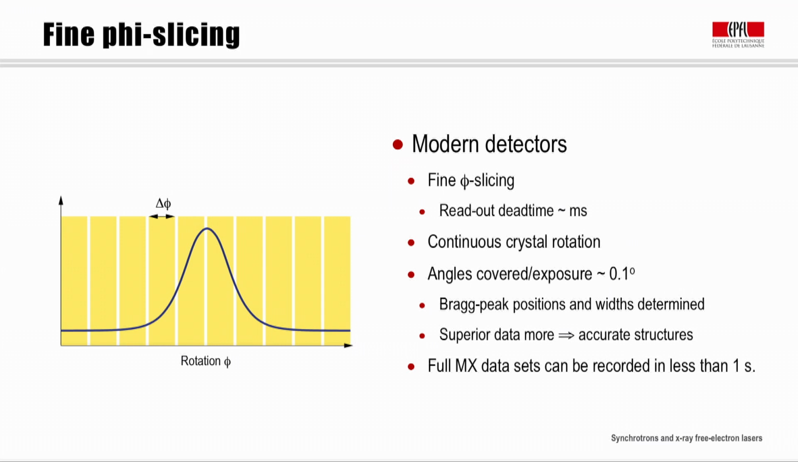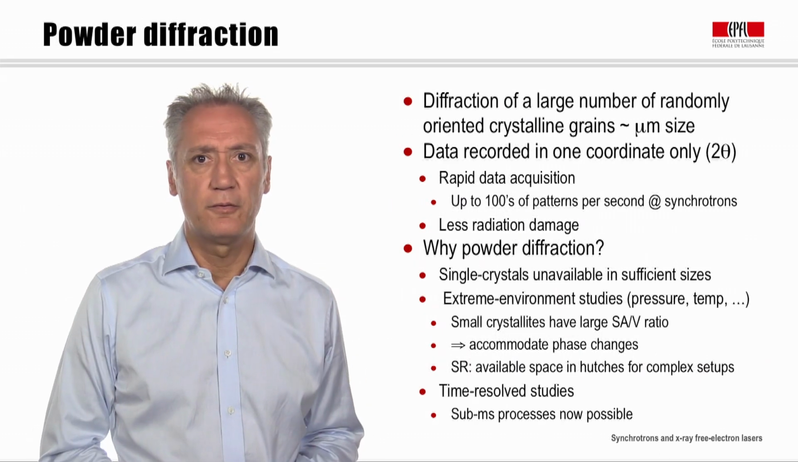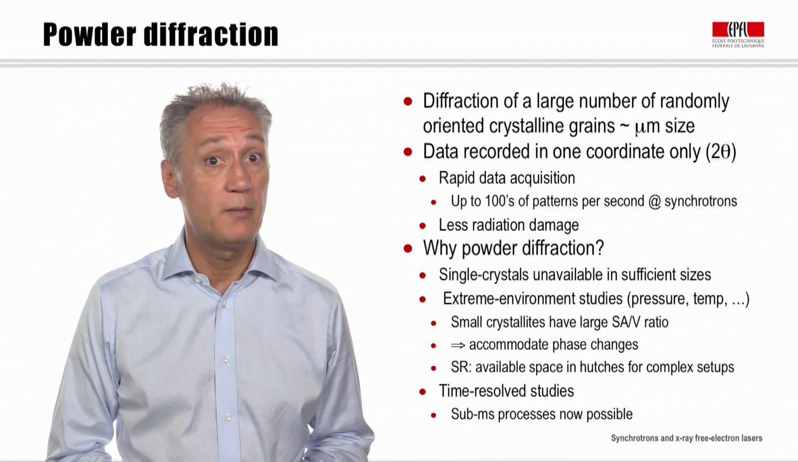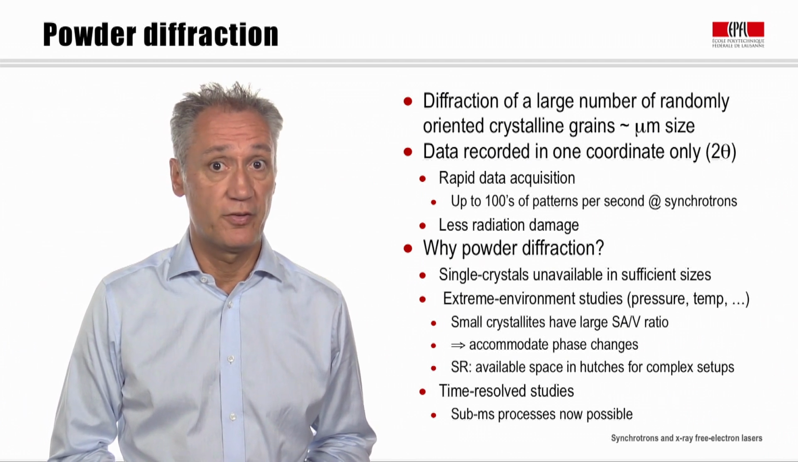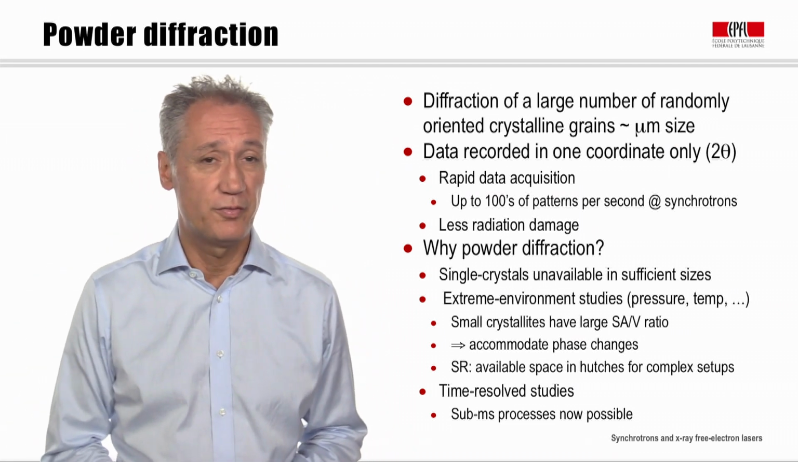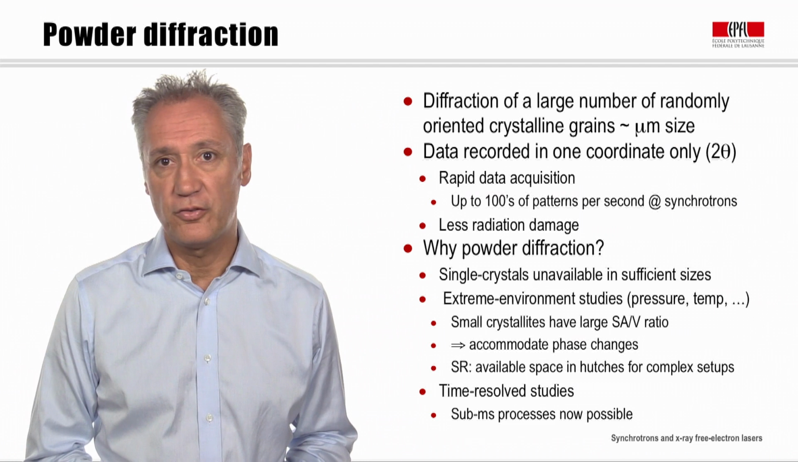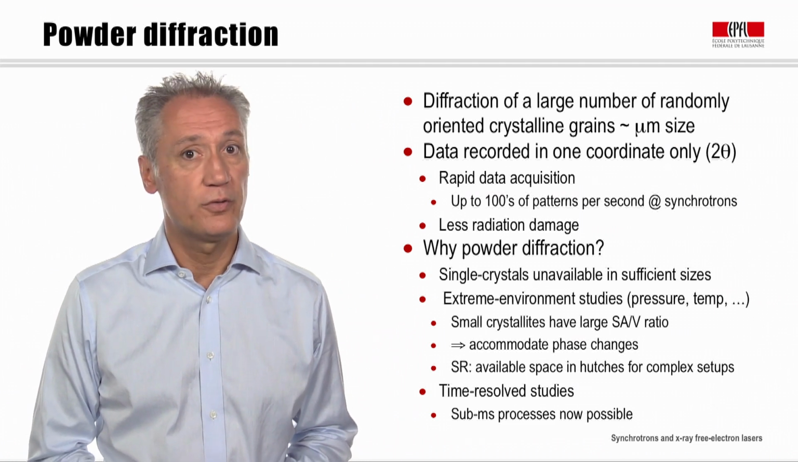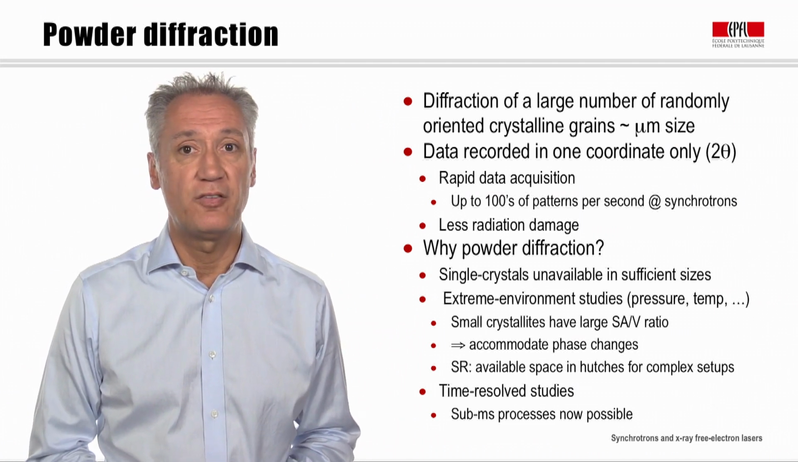Because the angles covered by each exposure are typically smaller than the angular width of the diffraction signal, in the case of macromolecular crystallography at least, the peak shape and the position can be accurately determined using fine phi slicing. For some materials, it may prove to be very difficult or indeed impossible to grow macroscopic crystals of sufficient crystallographic quality to be investigated using single crystal diffraction. In such instances, powder diffraction, also called the Debye-Scherrer method, is an invaluable technique.